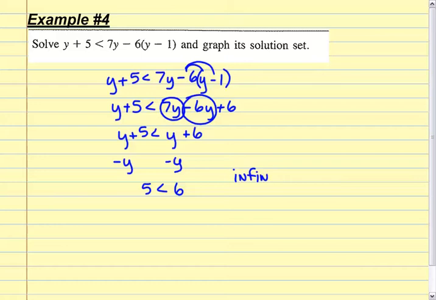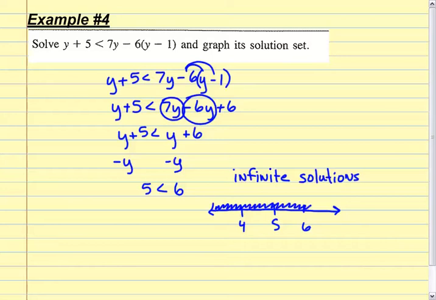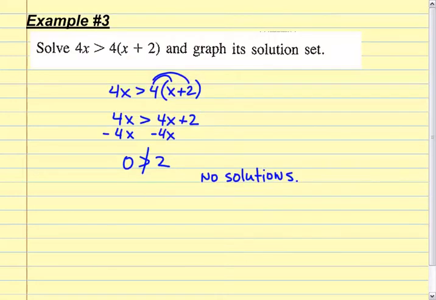Infinite solutions. Okay, now it said graph its solution set, and here it is. I'll just put 5 on there because that's one of the numbers, and there's 6, and there's 4. And I'm going to shade every bit. Now, you know what? I need to go back and look at that last example, because it said graph its solution set. Here's a graph of its solution set. 0, 1, 2, -1, and nothing is shaded, because there are no solutions to that thing.